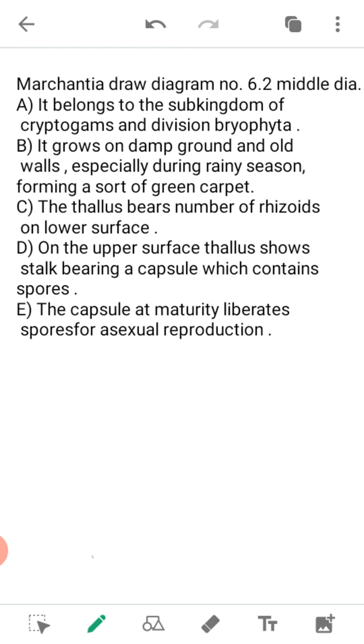D point: on the upper surface, the thallus shows a stalk bearing a capsule which contains spores. The next point, E: the capsule at maturity liberates spores for asexual reproduction.